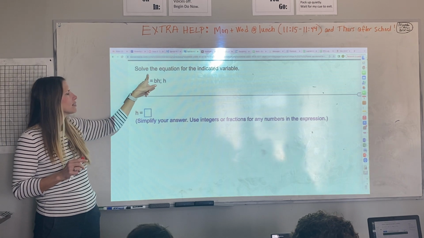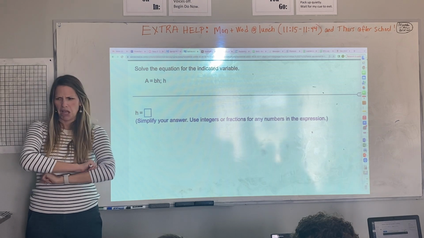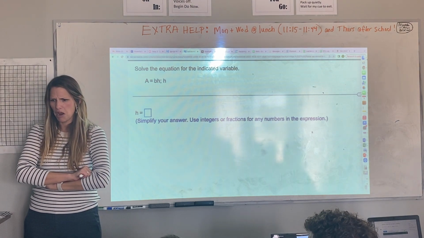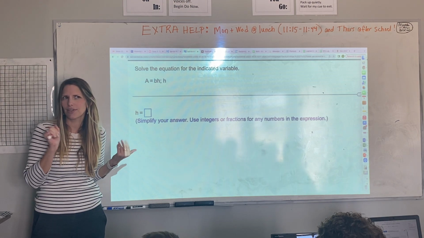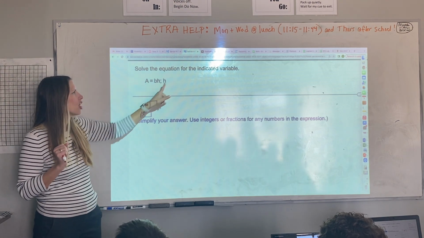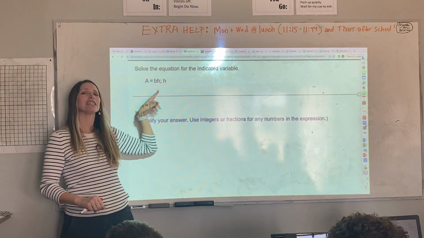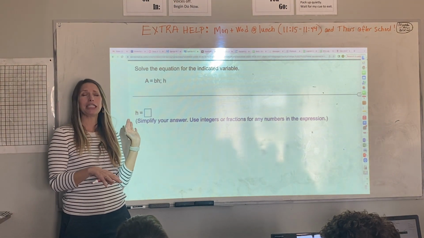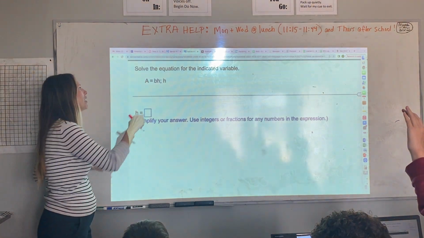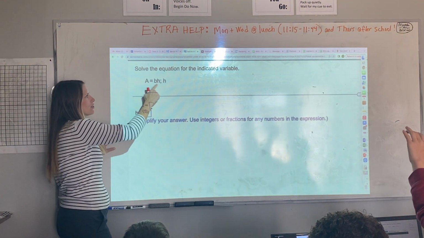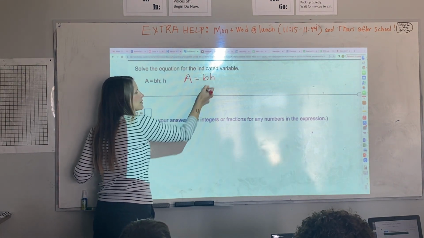So it says solve the equation for the indicated variable, and you're like, how am I supposed to solve an equation if there aren't any numbers? You just do what you would do to the numbers, but they're letters instead. Well, what variable are they indicating right here? H. They're being all fancy, the indicated variable with their pinky up. And we just need to solve for H. The equation is right here: A equals B times H.